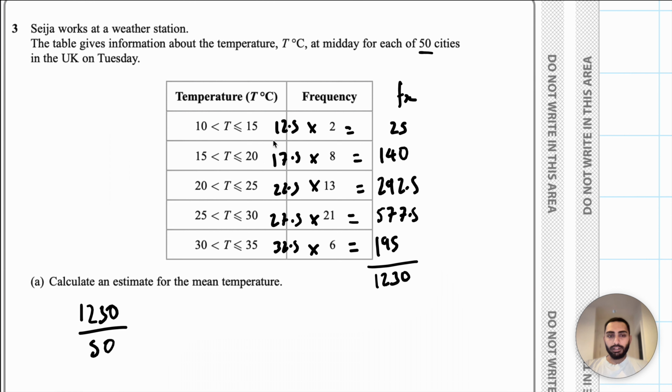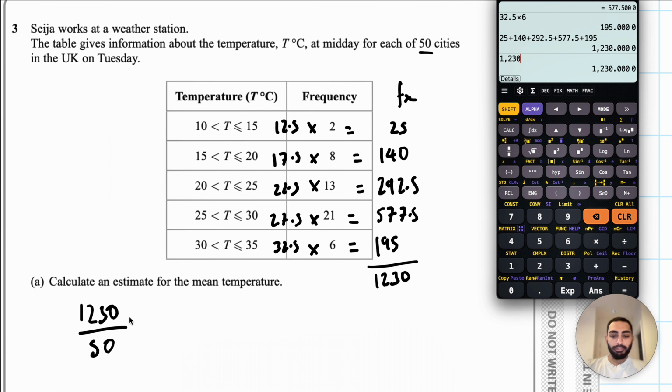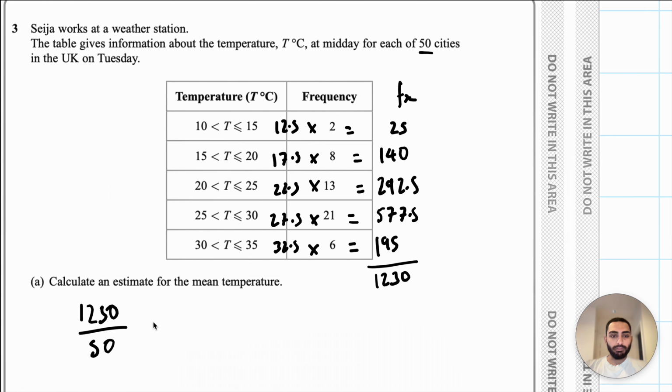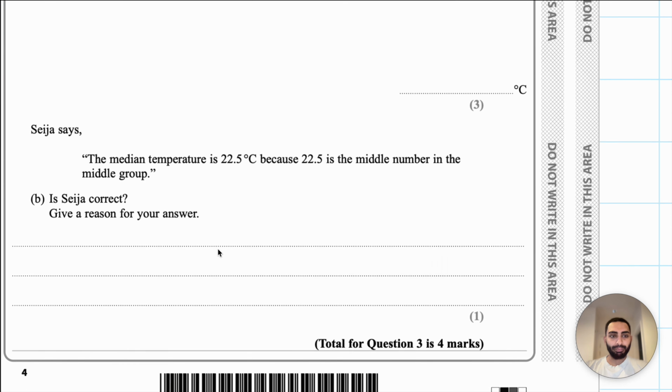And just before we do this, let's just have a little guess where it should be. I can see that a lot of them are around here, and that's around the middle. I'm guessing the answer should be somewhere between 20 and 30. So 1,230 divided by 50, which gives me 24.6. And that looks quite good because it was somewhere where I estimated it would be.